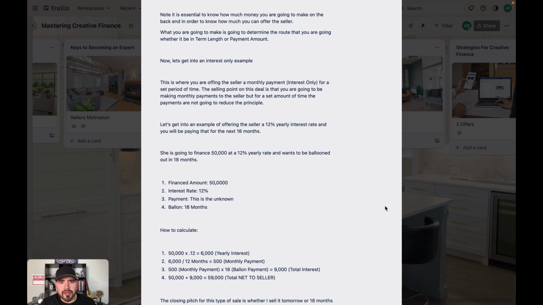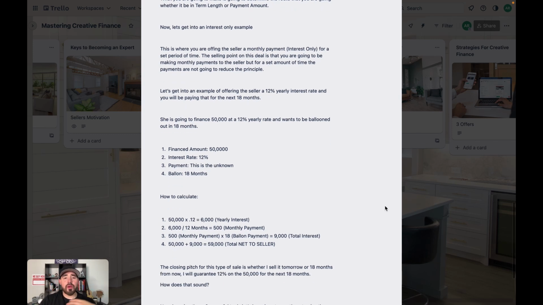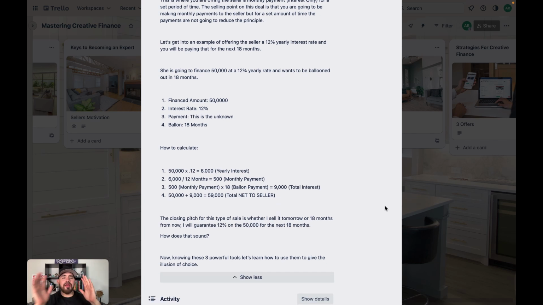If you were to put this on a 10B2 calculator, it will probably give you an unknown or an extremely high number as far as on the payment. So the way I calculate interest-only payments is $50,000 times 0.12, which is 12%, equals $6,000. So $6,000 is 12% interest of $50,000. $6,000 divided by 12 is a $500 a month payment. $500 a month payment times 18 months, which is the total length that they wanted, is $9,000 in total interest. $50,000 plus $9,000 equals $59,000 total net to seller.